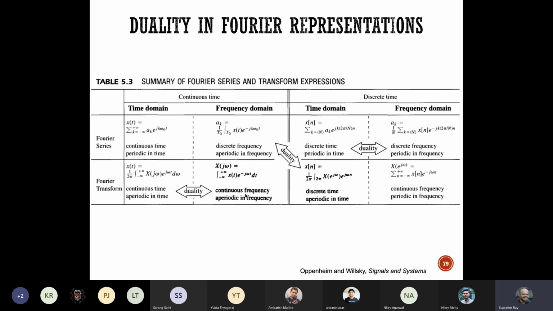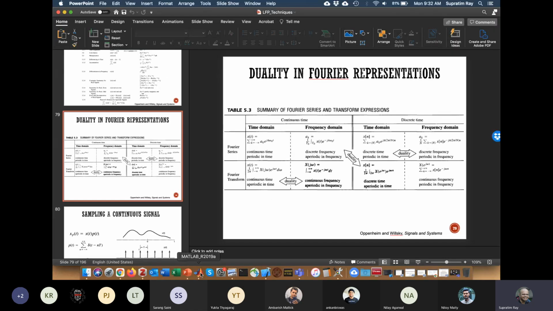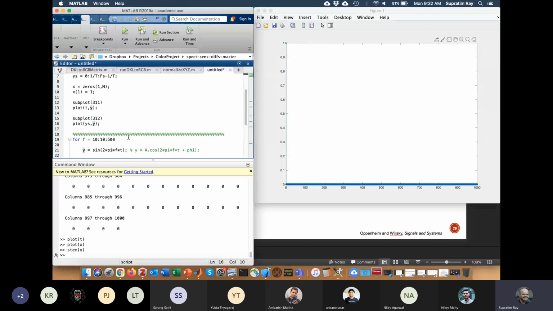This means that if you have sinusoids at all different frequencies and you add them up, you end up getting a delta function. So let's see that in action now. I have created some sort of a delta function here, and now I'm plotting t and x here.